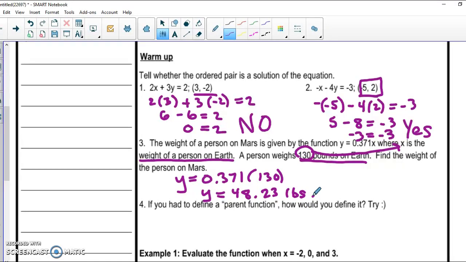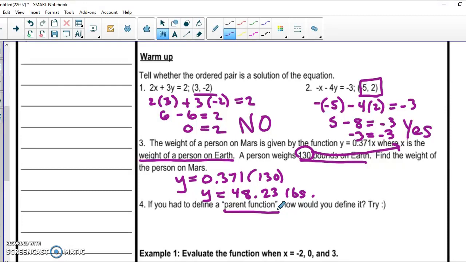All right, number 4, I want you to put your thinking to this and come up with some ideas. So we're trying to define parent function. So far, we've only talked about functions, and we've been looking a lot at linear equations. So think about what you know about the word parent and what you know about functions and what that could possibly mean. I will give you a little background while you're thinking.